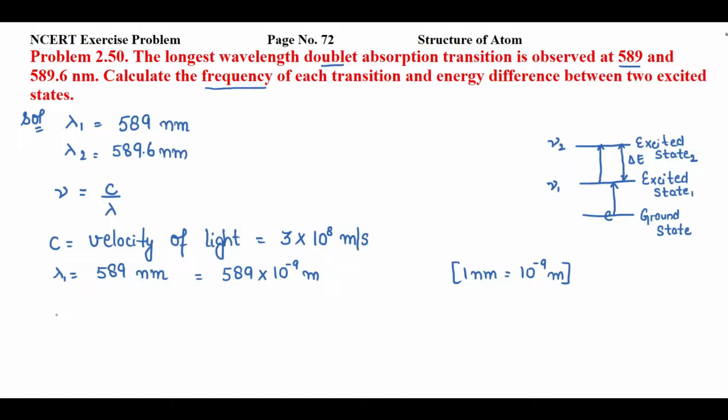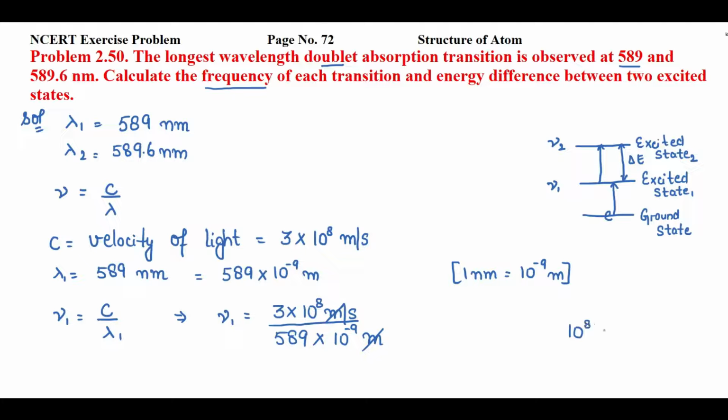In first case, I have to find the frequency of excited state 1, right? So I'll assume it as nu 1 equal to c by lambda 1, right? So nu 1 equal to c, 3 into 10 raised to power 8 meter per second, divided by lambda, 589 into 10 raised to power minus 9 meter. I'll cancel this meter with this. Now if you see, this 3 is smaller than 589, right? So to make the calculations easy, I'll make this 3 bigger than 589. For this, I'll consider this 10 raised to power 8.